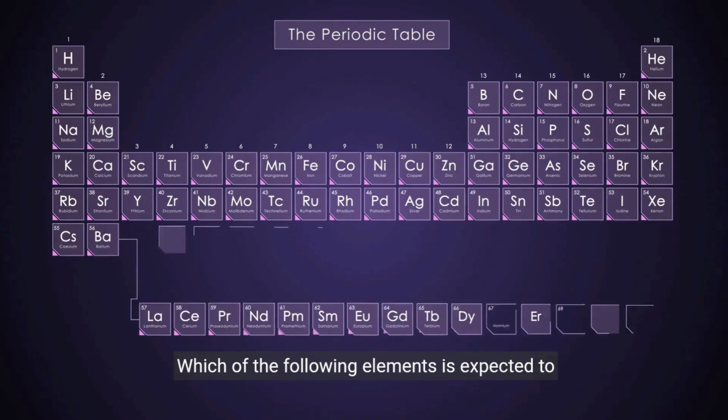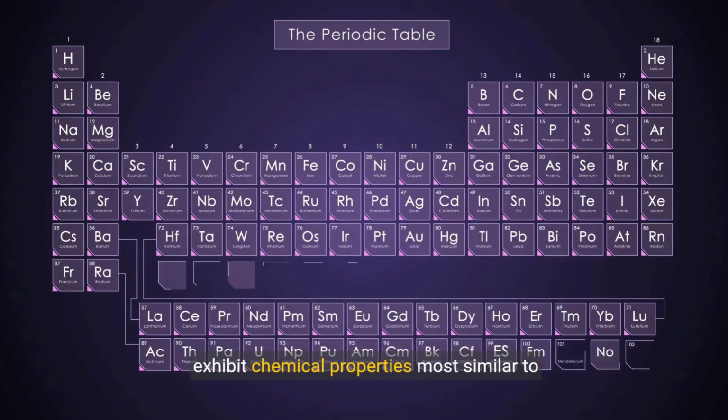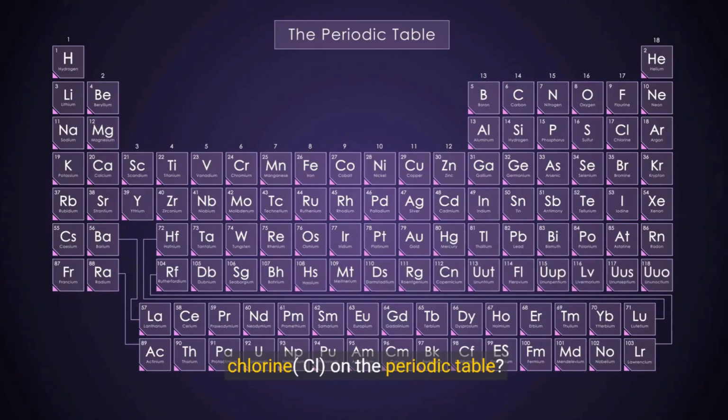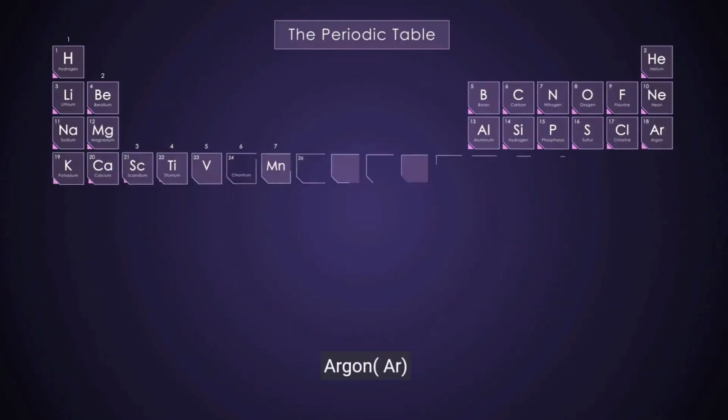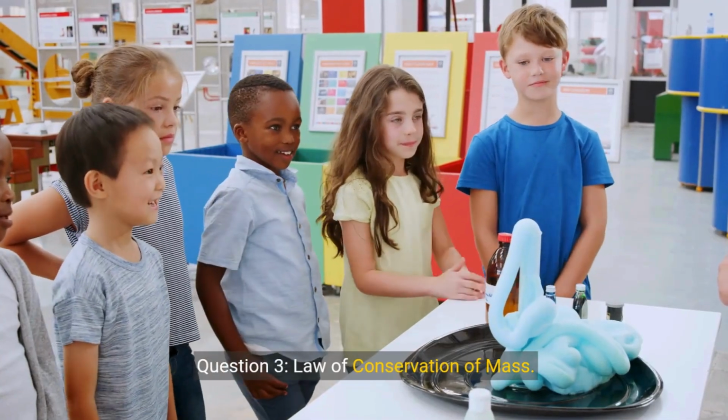Which of the following elements is expected to exhibit chemical properties most similar to chlorine, Cl, on the periodic table? A. Fluorine, F. B. Sulfur. C. Bromine. D. Argon, Ar. Question 3. Law of conservation of mass.